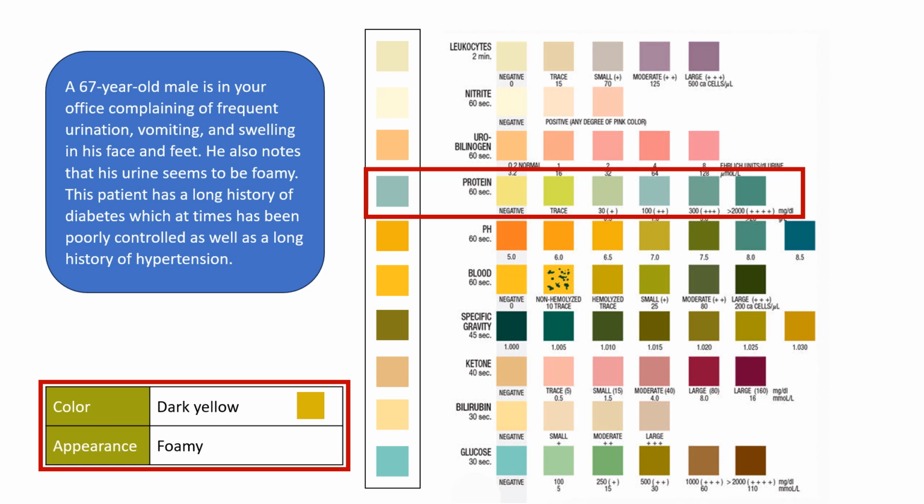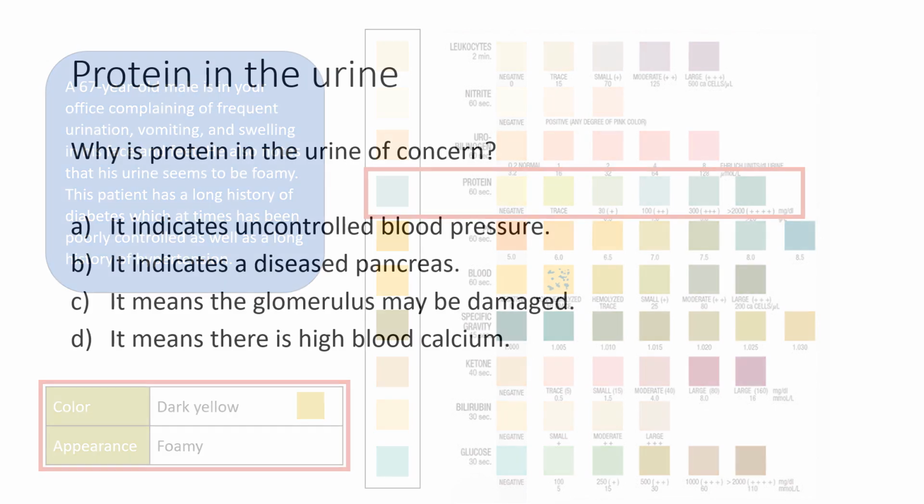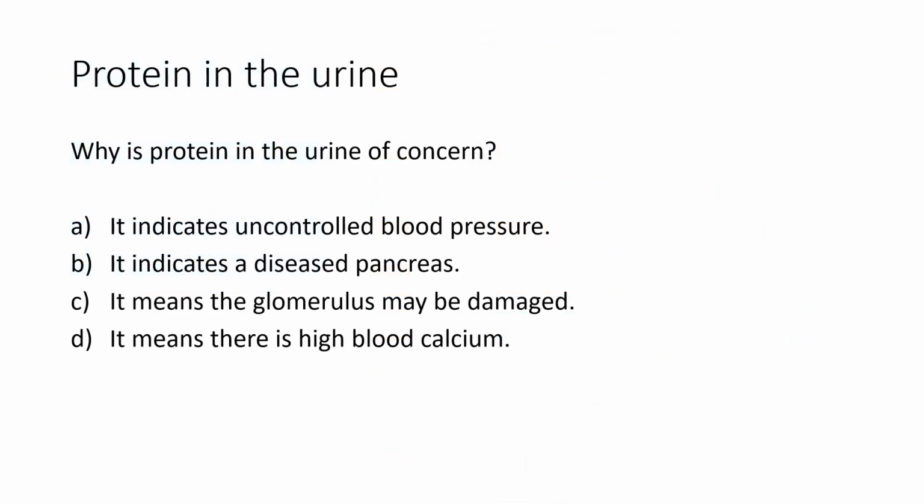So let's answer a question about this patient. We just found that we have protein in the urine. Why is protein in the urine of concern? Is it because it indicates uncontrolled blood pressure? It indicates a diseased pancreas? It means that the glomerulus may be damaged, or does it mean that there is high blood calcium?